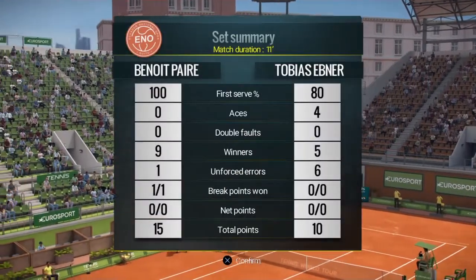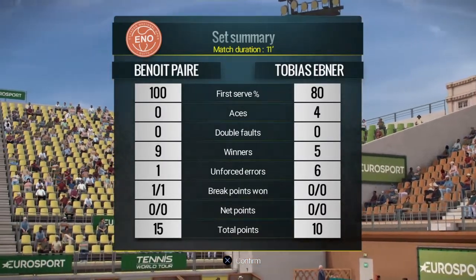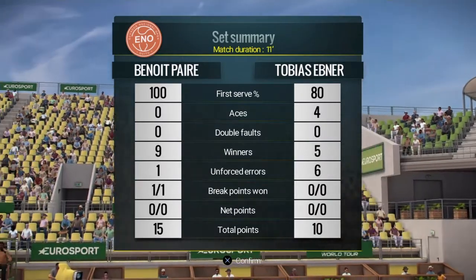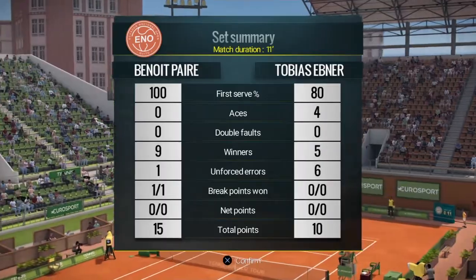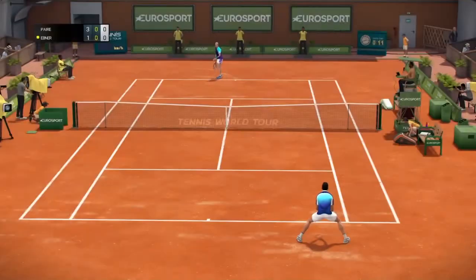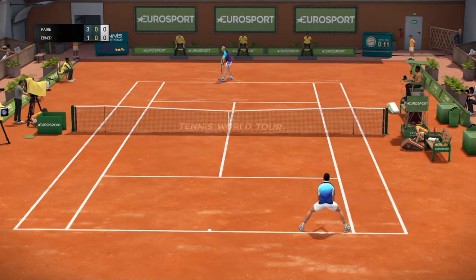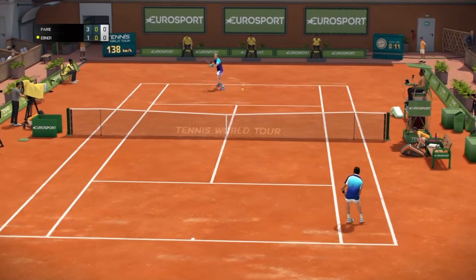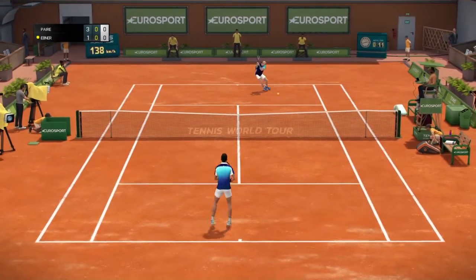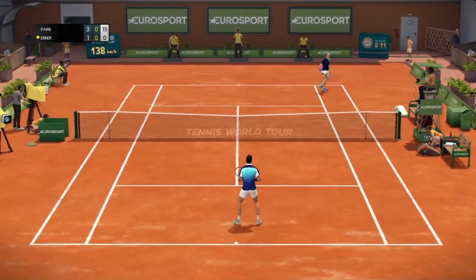Look at the stats: 9 winners for Benoit Paire, and just one unforced error. We can continue to the second set. Second set. Yes, exactly on the line.